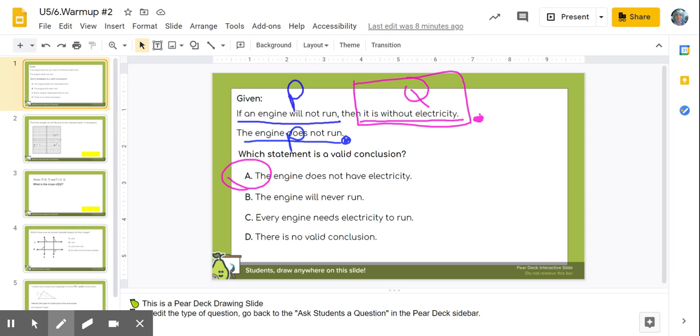Hey, that is for sure correct. C is kind of tempting because it kind of says the same thing, but it doesn't have the exact same words, right? This says the engine does not have electricity. The engine is without electricity. These two things are the same.